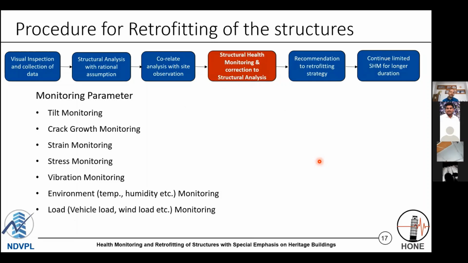In summer, the crack could have a higher value; in winter, a lower value. In the afternoon, it could have a higher value, more width; at midnight, a lower value. So we need to correlate all the readings with strain monitoring, stress monitoring, and vibration monitoring, which is very useful. These should also be correlated with environmental factors like temperature and humidity. If it's a bridge, we should monitor the loading, such as vehicle loading and wind loading.